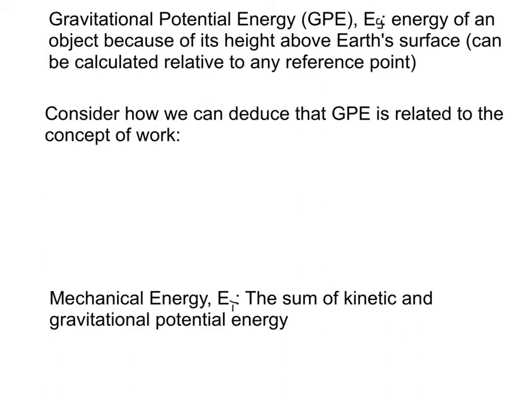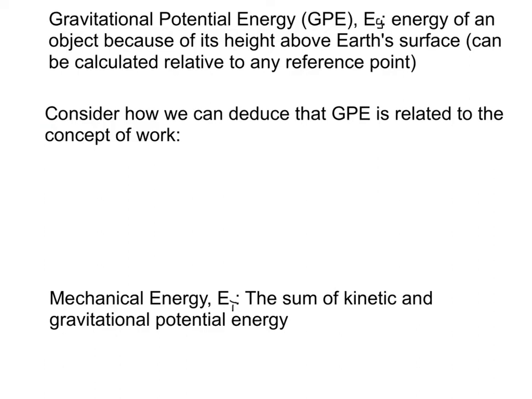So our last type of energy is gravitational potential energy, which we will sometimes shorten to GPE, and the symbol is E sub G. And it is the energy of an object because of its height above Earth's surface, but we can calculate it relative to any reference level, not just Earth's surface. So I want to show that GPE is related to the concept of work, because you already know that work is related to kinetic energy.